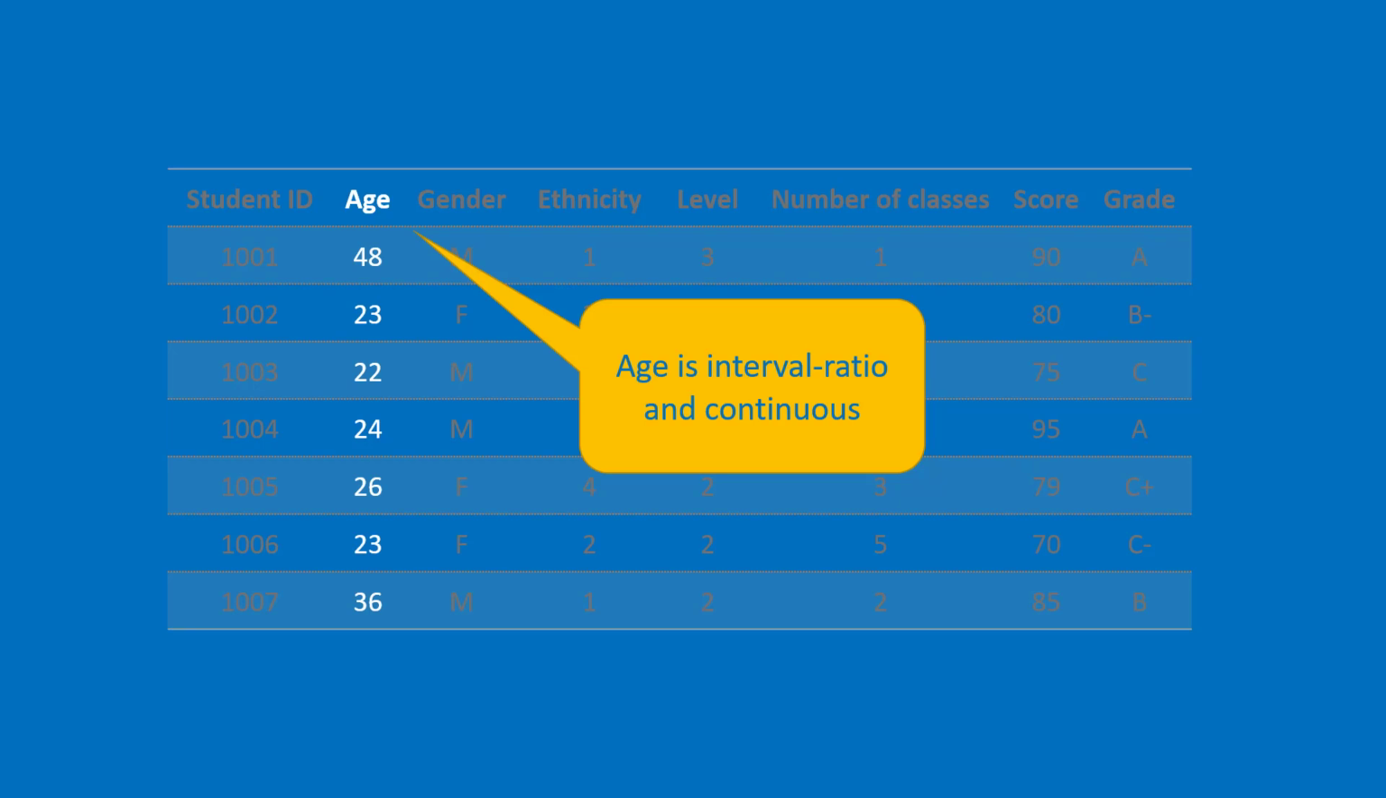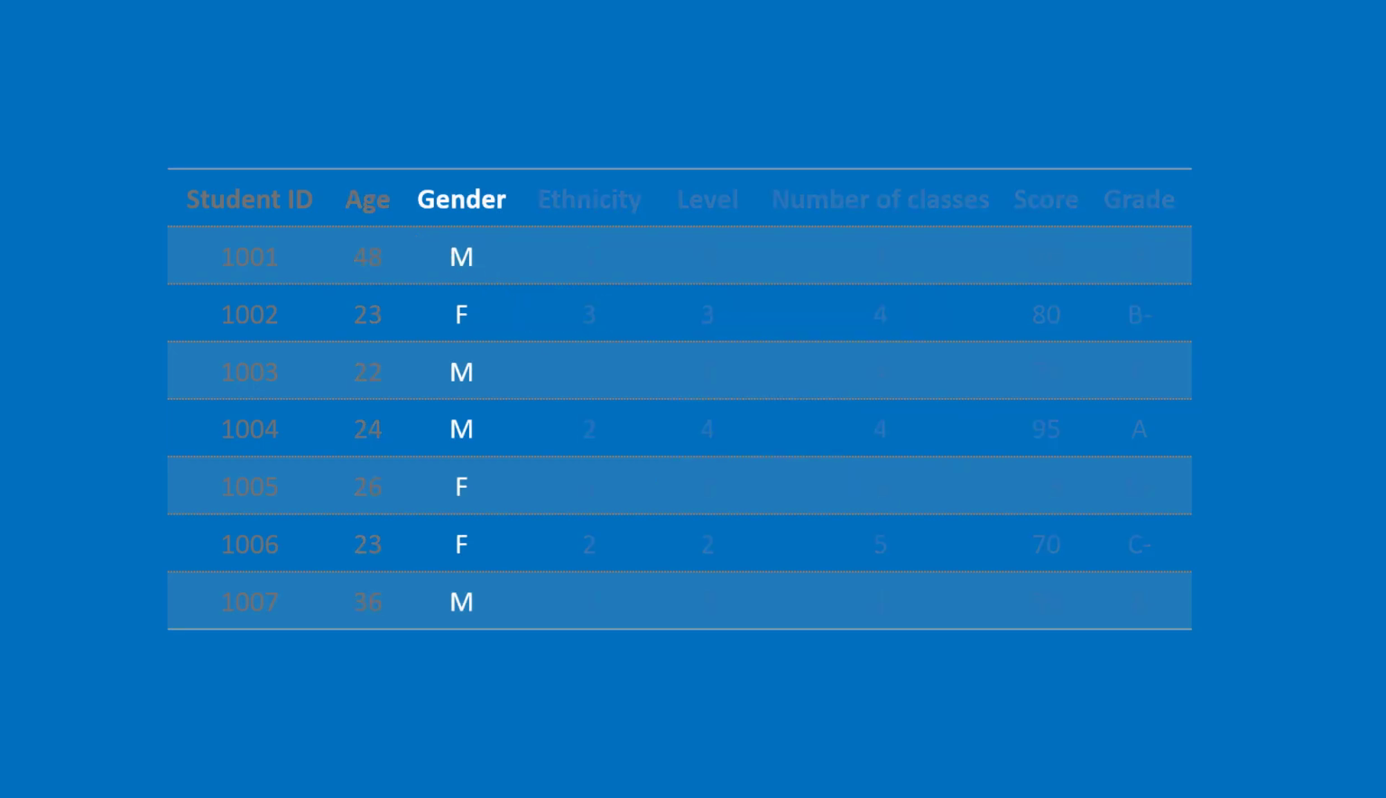Now, it would never make sense to do this, but you could conceivably calculate someone's age down to a fraction of a nanosecond or smaller. Remember, it's not how the data is actually recorded that determines whether the variable is discrete or continuous, but rather what actually could be measured. All right, let's take a look at gender. I'm sure you can see here that gender is a nominal variable.